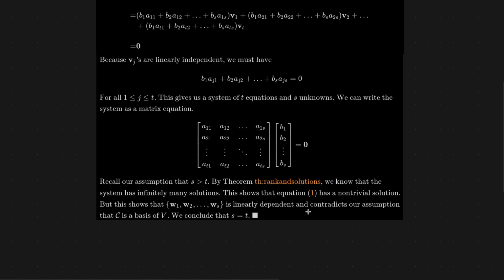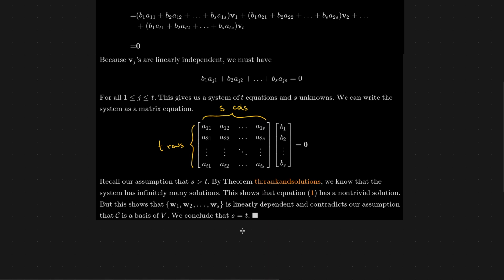Now, let's think about the rank of this system. Remember what we know about S and T. By the way, look at this. How many rows do we have? A11, A21, all the way to AT1. We have T rows. And how many columns? We have A11, A12, all the way to A1S, so we must have S columns.